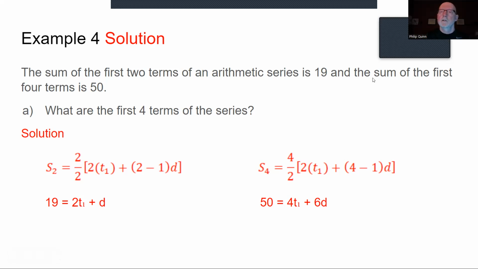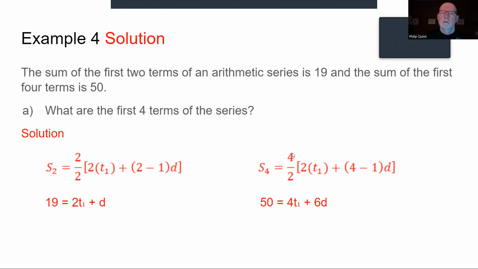The second part of the question tells us the sum of the first four terms is 50. So let's substitute 4. Sum of four terms will now be 4 over 2. It's still 2 times whatever the first term is, which we don't know. And n is 4, so 4 minus 1 will be 3, 3d.